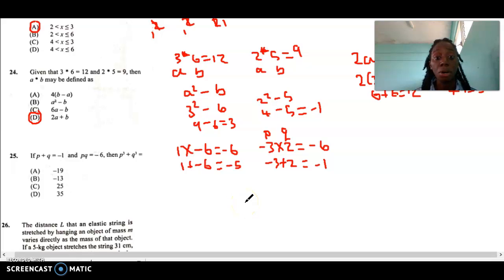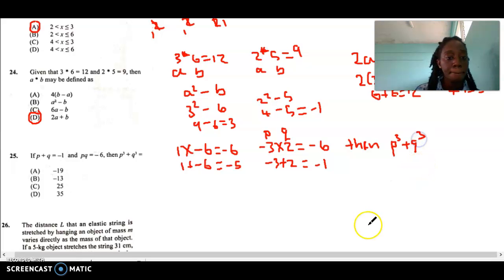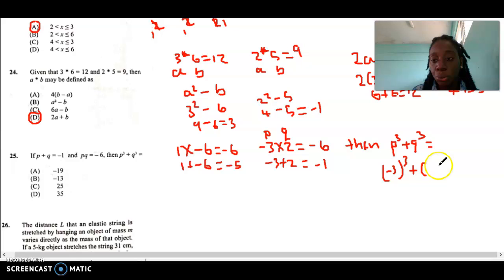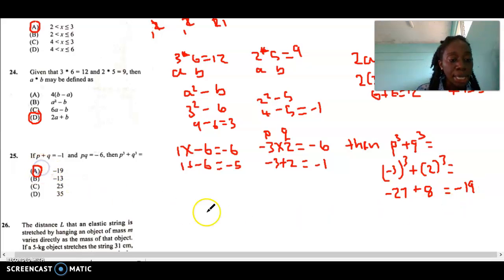Alright, so now that we have found the values of P and Q, I can safely say that the expression P cube plus Q cube is equal to, so remember, P is equal to -3 and I will cube -3, plus Q, and we have found Q to be +2, and I will also cube 2. -3 cube is -27 plus 2 cube is 8. -27 plus 8 will give me a result of -19. Okay, so in this case, my answer is A.